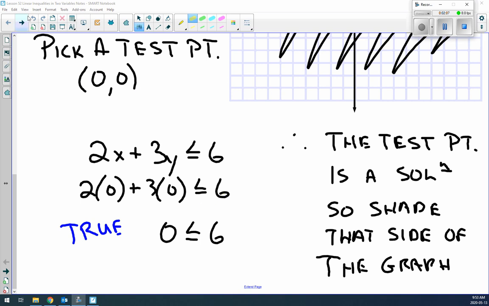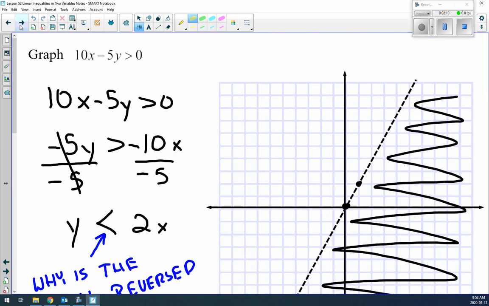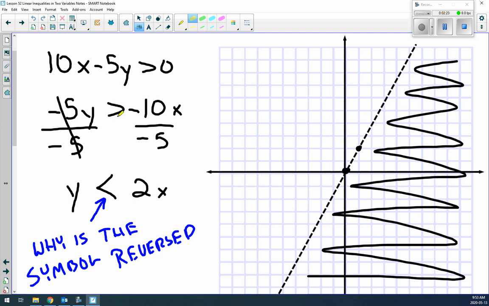Okay, second page. Let's go to another example here. So 10x minus 5y greater than 0. Again, rearrange this so it's in slope-intercept form. Now, you gotta remember some things from grade 9. We get negative 5y greater than negative 10x. Divide both sides by negative 5. What do you do in an inequality when you divide or multiply by a negative? You got to remember the symbol is reversed. Don't forget that. That's a basic grade 9 thing. So we have y is less than 2x.